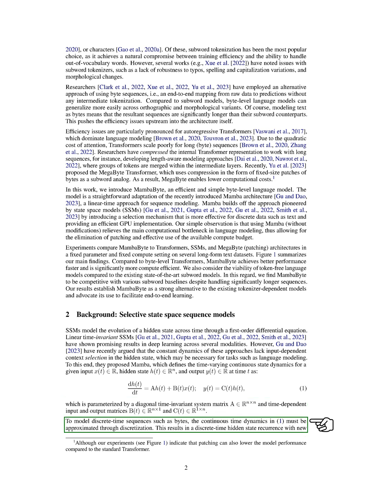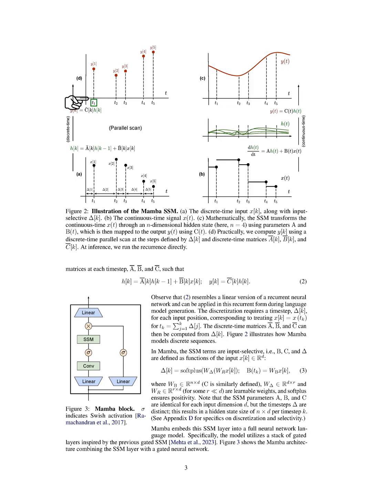To model discrete time sequences such as bytes, the continuous time dynamics must be approximated through discretization. This results in a discrete time hidden state recurrence with new matrices at each time step. This resembles a linear version of a recurrent neural network and can be applied in this recurrent form during language model generation. In Mamba, the SSM terms are input selective, meaning they are defined as functions of the input. The SSM parameters are identical for each input dimension, but the time steps are distinct, resulting in a hidden state size of n times d per time step.